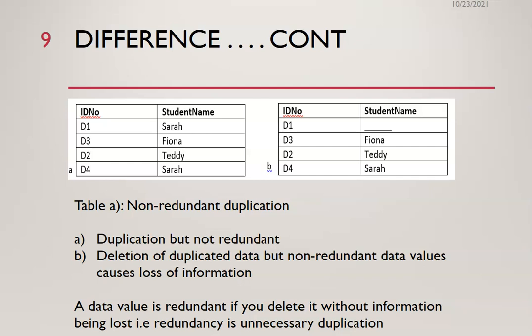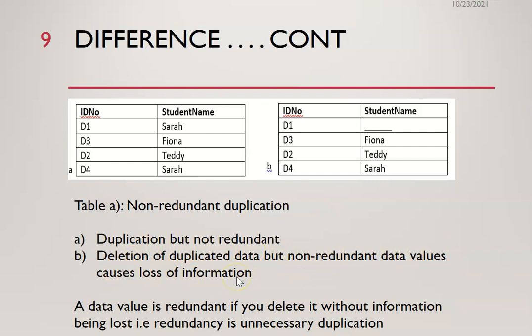So, duplication, but not redundant. This duplication is not redundant. Why? Because these are different students. A student D1 called Sarah and a student D4 called Sarah. They are completely different students. They have different IDs. Now, table B. Table B, we assume that, let's delete Sarah from the table B. So deletion of duplicated data but non-redundant data values causes the loss of information.